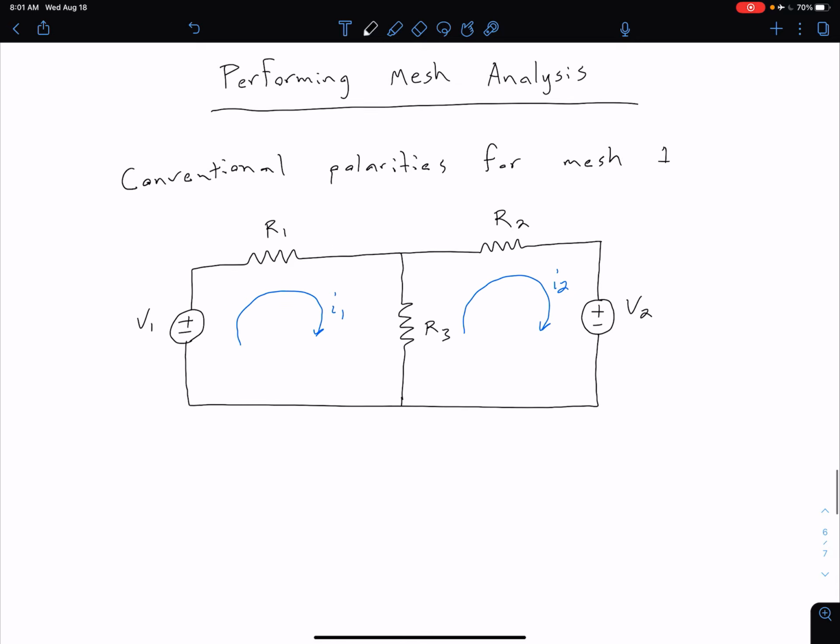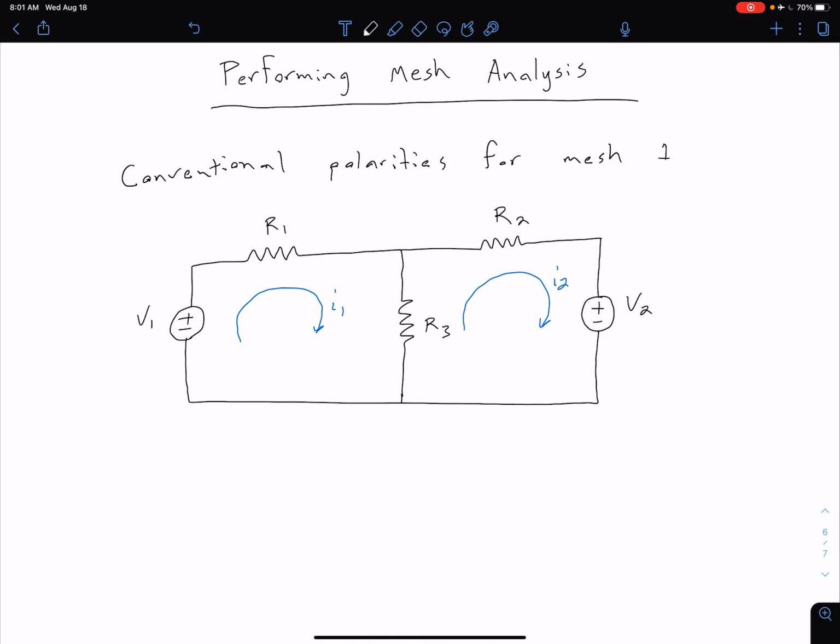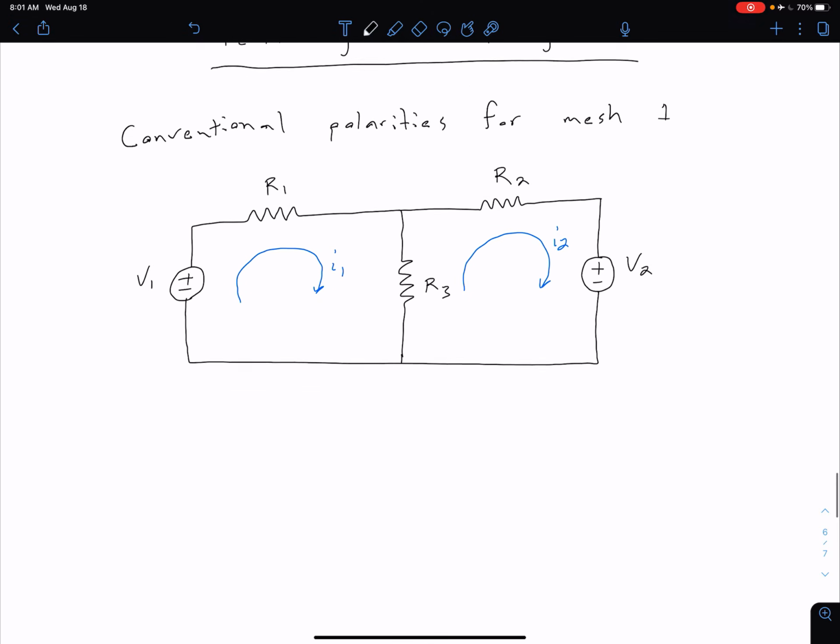And so what that means is, of course, as we talked about, our first step was to define our mesh currents. In this case, I have that defined where we previously did that. The next step is to apply KVL around each of our meshes and use Ohm's law.